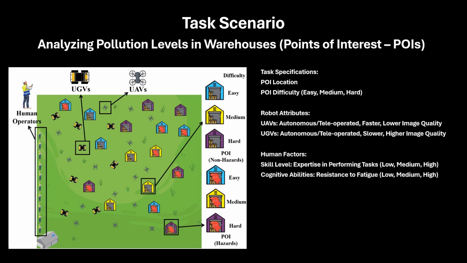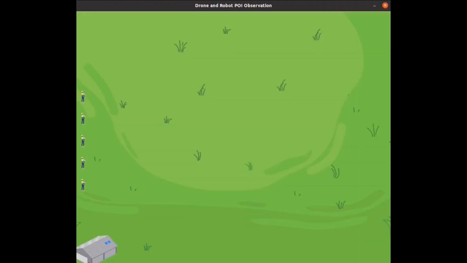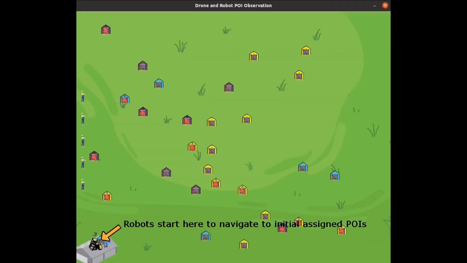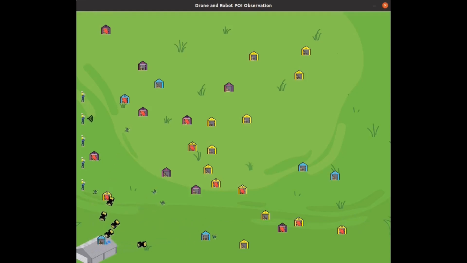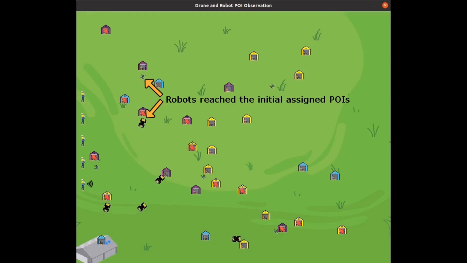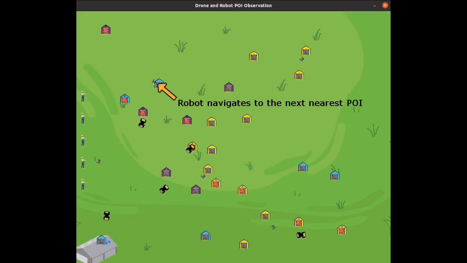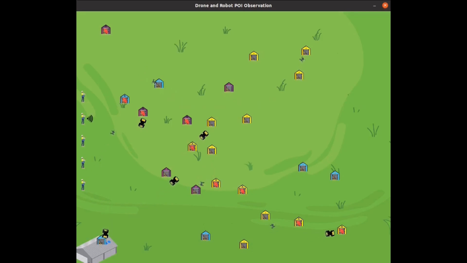We evaluate REBEL in a real-world scenario, which involves analyzing pollution levels in warehouses. The details of the tasks, robots, and humans for this mission are shown on the right. Here is a demo video of the simulation in action. First, the robots travel to each POI either autonomously or teleoperated by human agents. Pictures of each POI are captured, simulated by a short time delay, and they are then sent to the appropriate human agent or robot for classification. The assigned agent then determines if the POI is a hazard or not. This process repeats until all POIs have been classified.